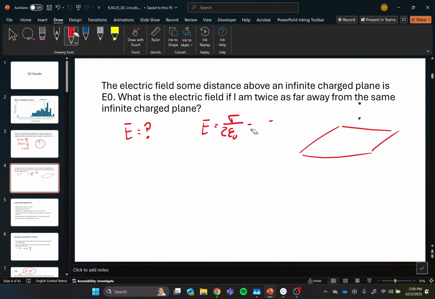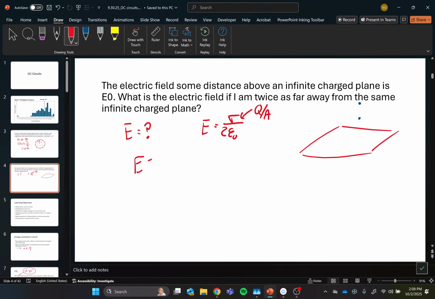Remember, y'all, sigma here is Q over A. So this is the one equation for the electric field I mentioned you're going to want to know. If I get twice as far away, what happens? Absolutely nothing. If I get farther away, how does my field change? It doesn't. Why? There's no distance in this equation. Nowhere in this equation does it have distance, r, d, any variable like that. So writing the equation can help to make sure that you're accounting for those things.